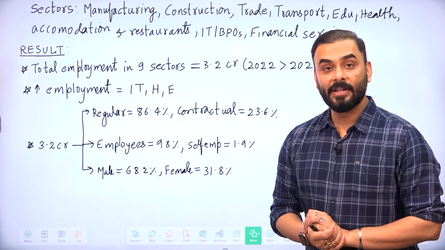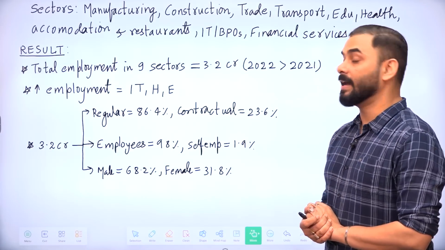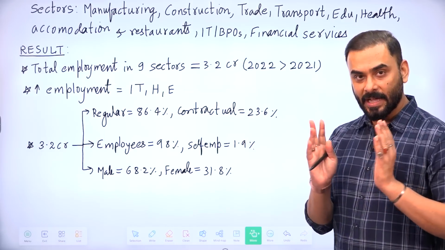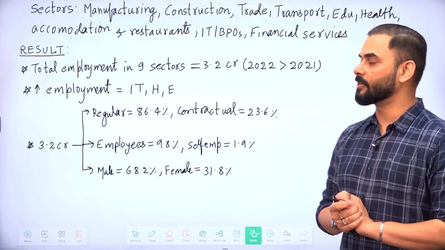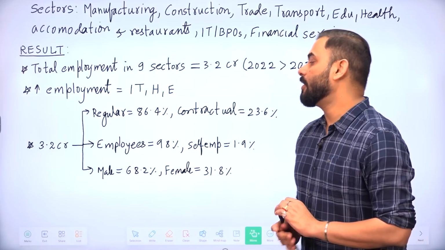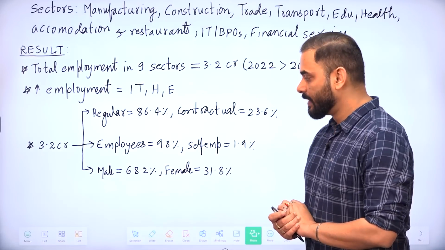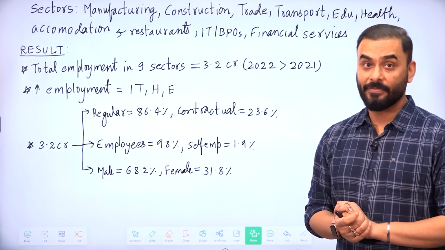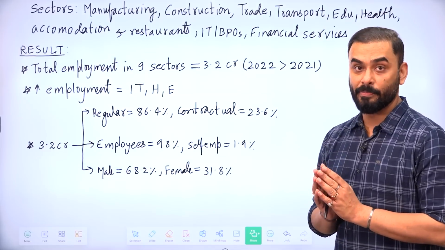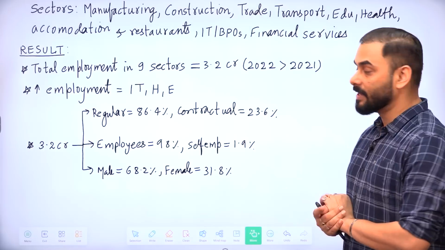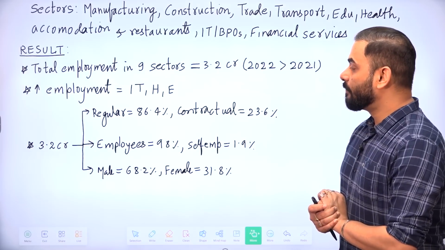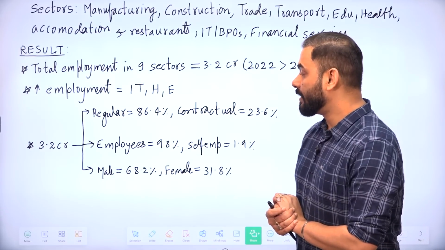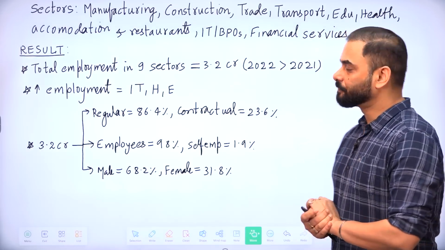Now, where do we find a greater increase in employment? In the IT sector, health and education. Now, if you look at these 3.2 crore workers, what is the type? What are the different attributes of these workers? Out of them, 68.2% are male and roughly 31.8% are female. So they are dominated by males. So male workers are getting more employment in these 9 sectors. Now, out of these 3.2 crore workers, 1.9% are self-employed and 98% are salaried.